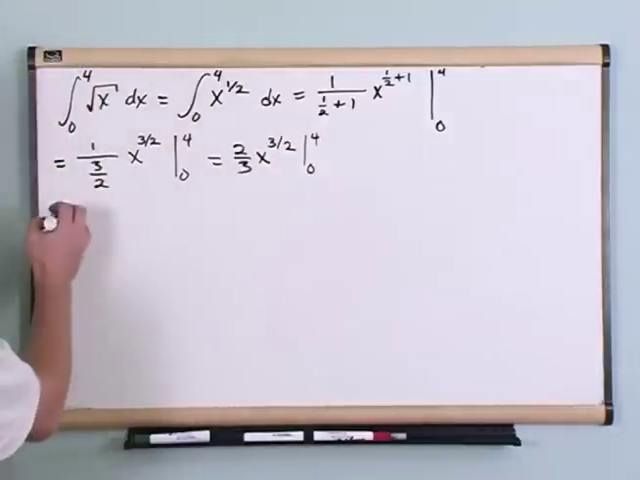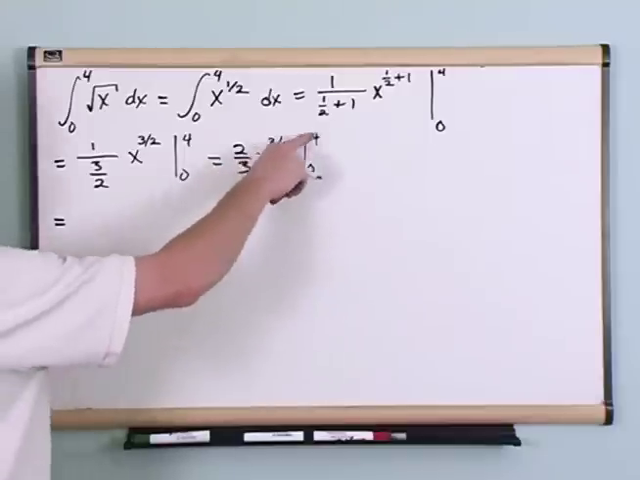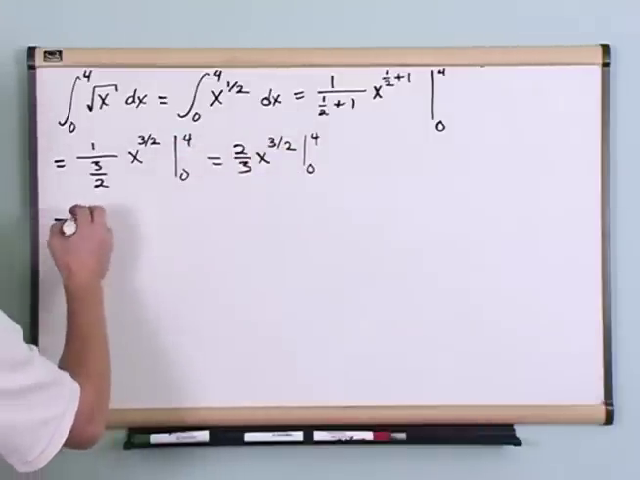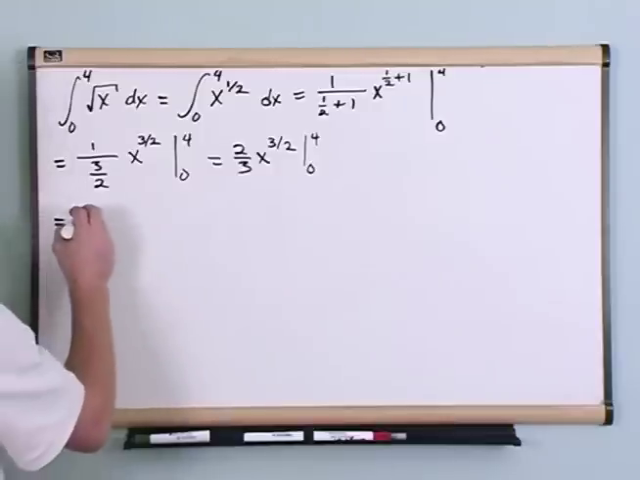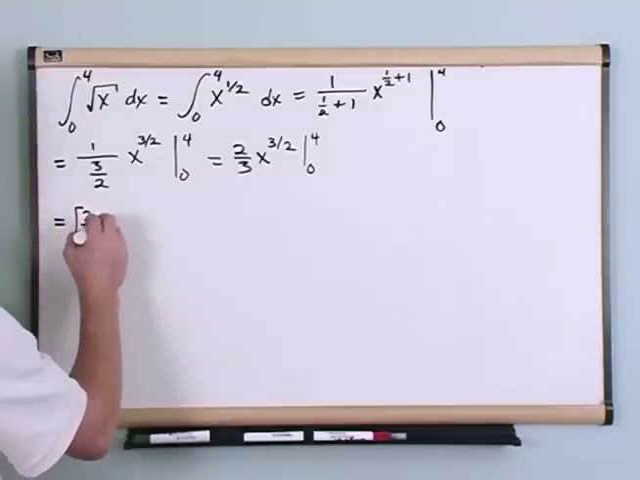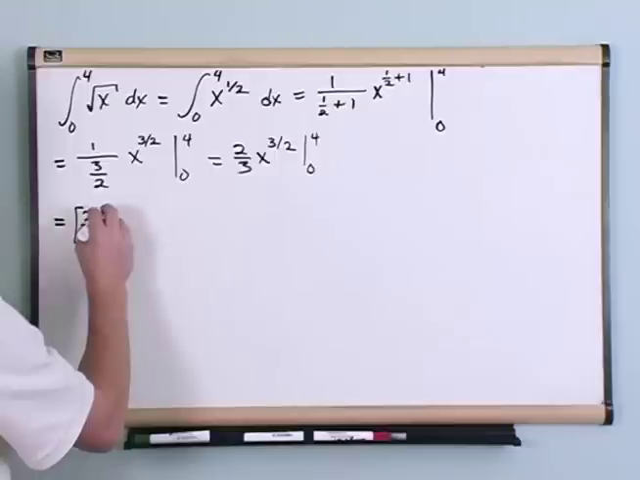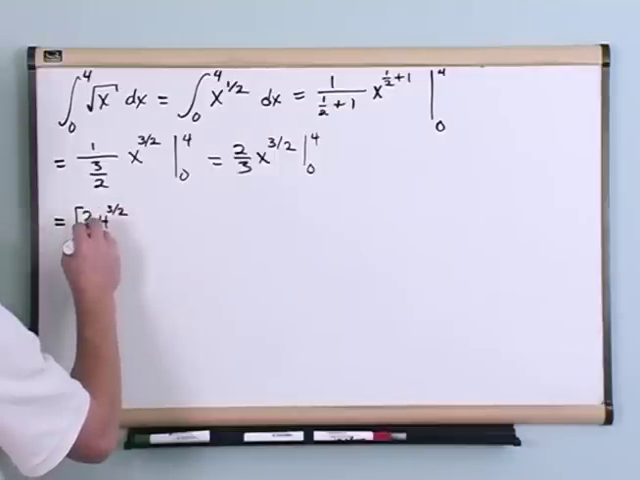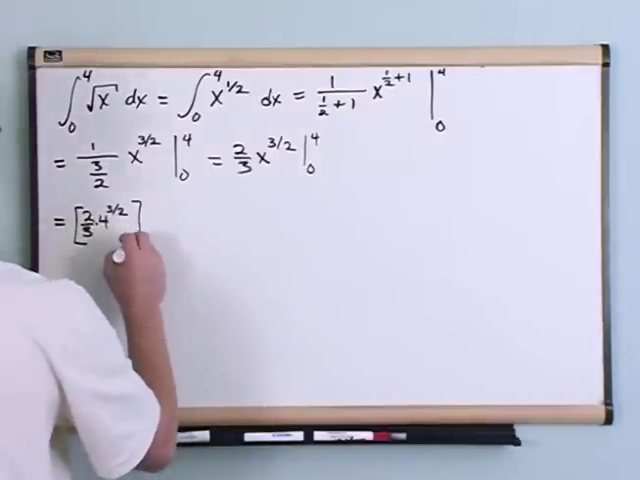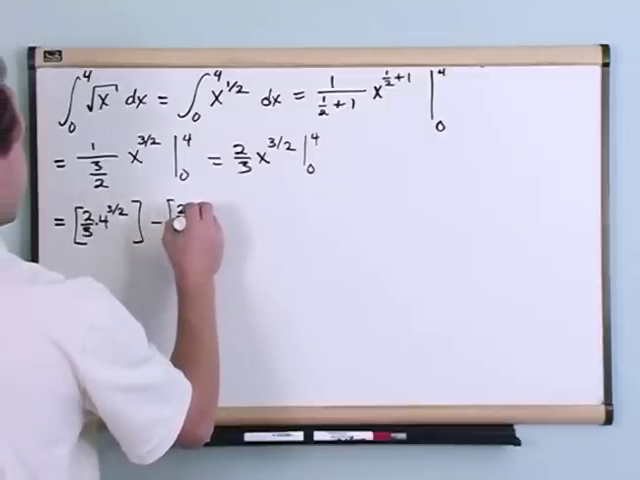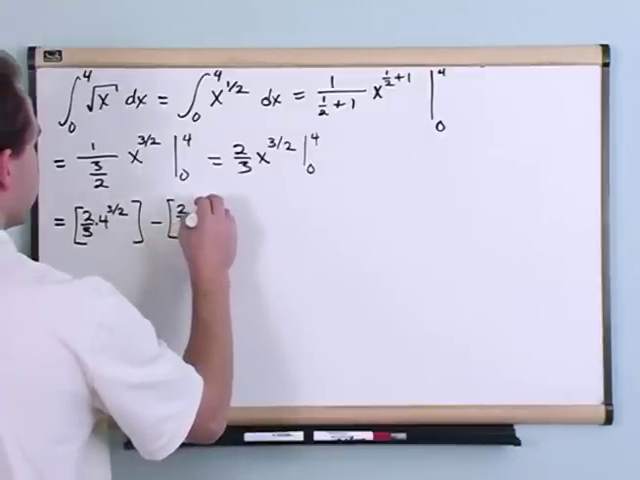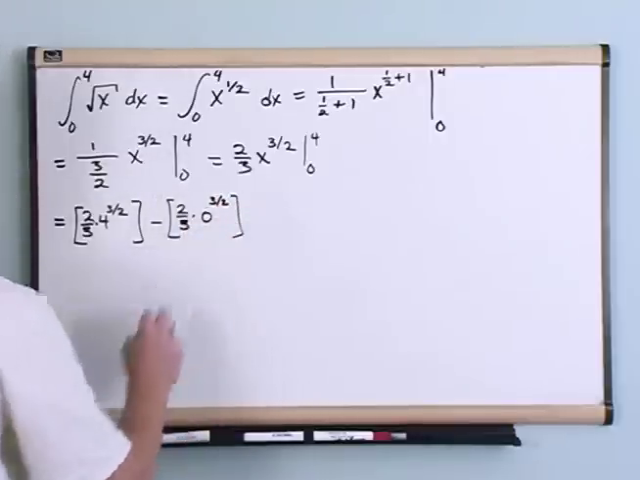Okay. In order to finish it off, we just need to plug in 4 and plug in 0. So what we will have is 2/3 times 4 to the 3/2, minus 2/3 times 0 to the 3/2. Okay?